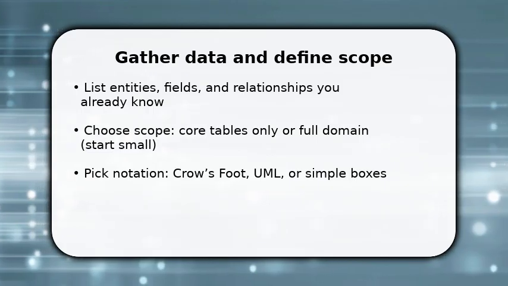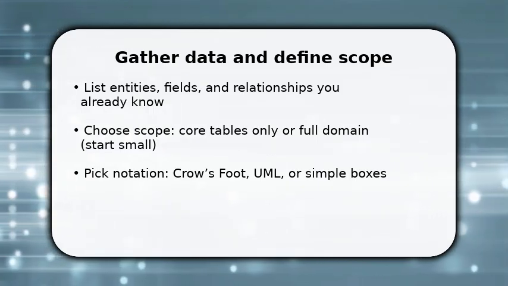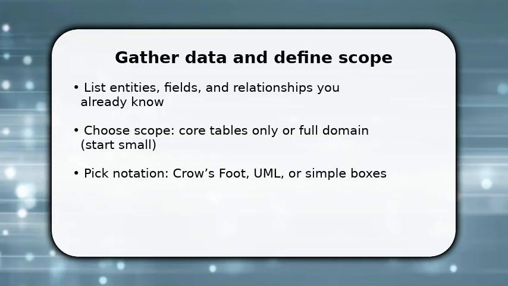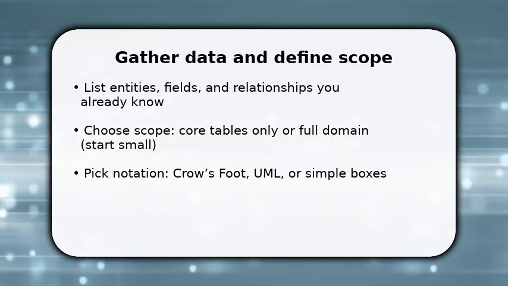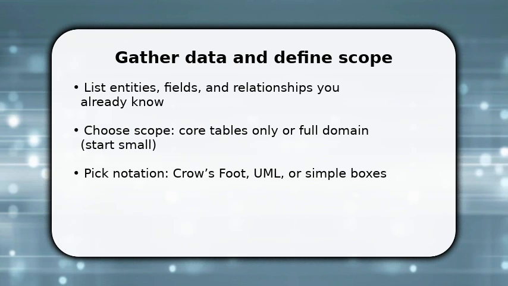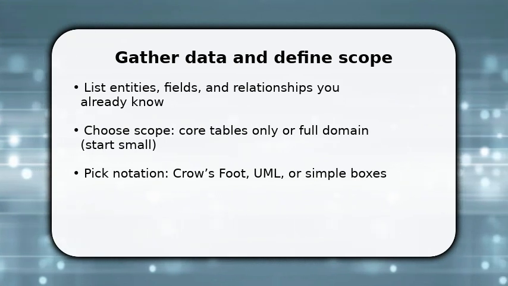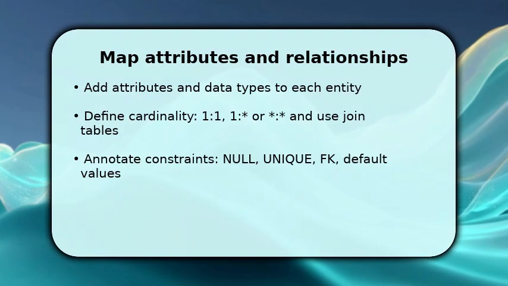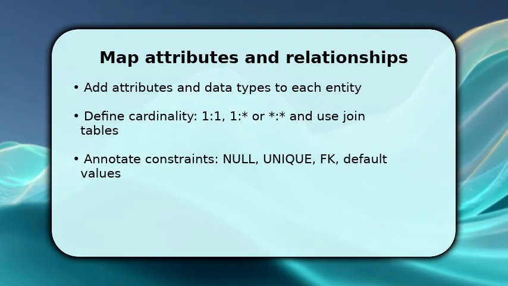Now open your diagram tool and create the first entity boxes, add primary keys, and sketch one-to-many lines. Those first visuals immediately reveal gaps to fill. You now expand each box with attributes and clear data types so developers know exact storage needs.